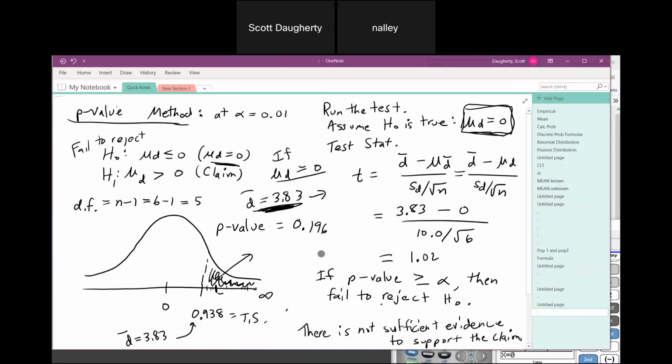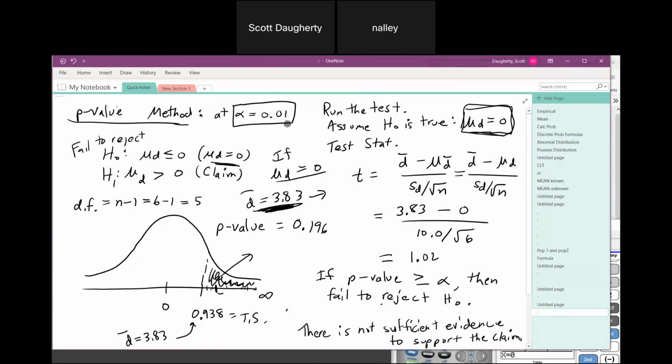That's what this tells us. And we already decided up front that anything less than 1% is highly unusual to us. That's what this alpha represents. And our p-value was more than that, and that's why we failed to reject the null. It happens 20% of the time, which is often enough to believe that this is plausible, and mu sub d is 0.